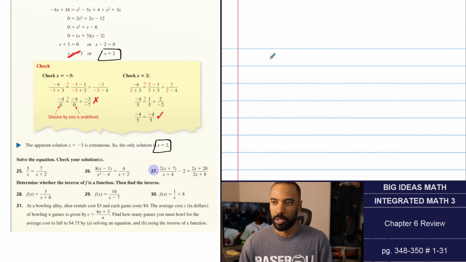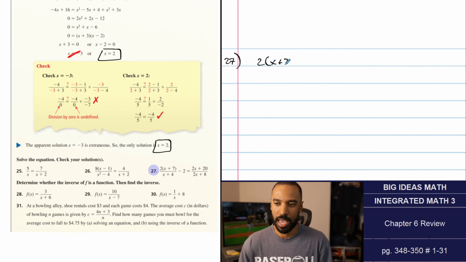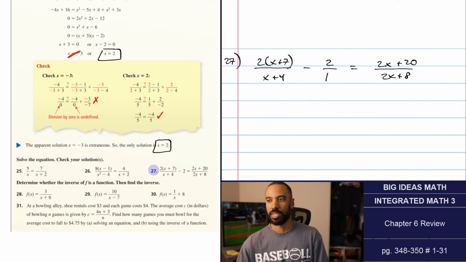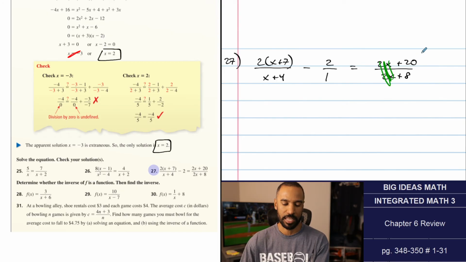about this problem. I have 2 times x plus 7 over x plus 4 minus 2, and that's over 1. I want to remind you of how that can work later, equals 2x plus 20 over 2x plus 8. Now, first of all, you can't just cancel out these 2x's. No siree. That's not something you can do.